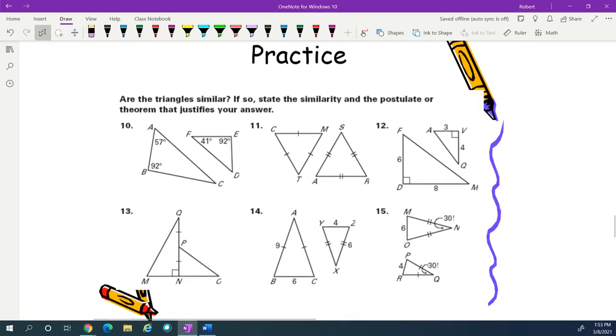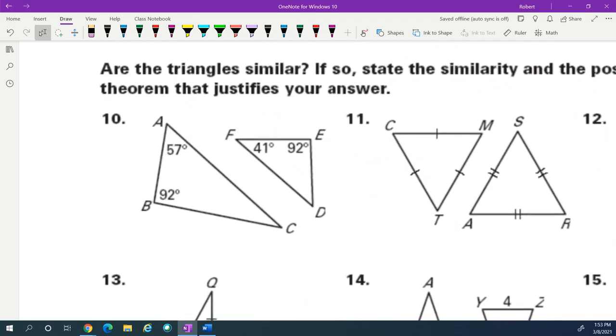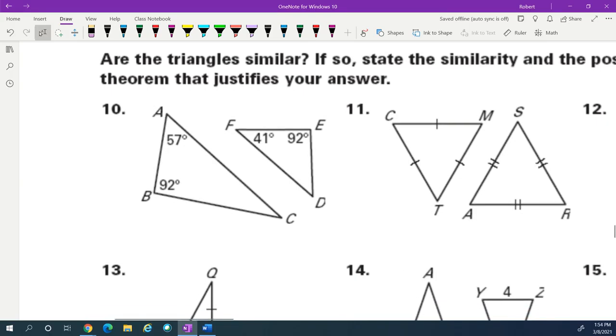We can look at a few more examples here. We're just going to determine if these triangles are similar. So I need to find a missing angle. We know the angles add up to 180. So in the first triangle, our missing angle is 31. In our second triangle, our missing angle is 47. We do not have enough information to say that they are similar, so we're going to say not similar.